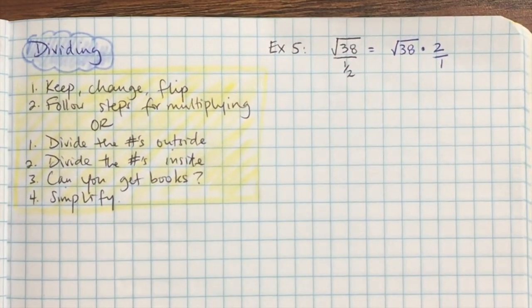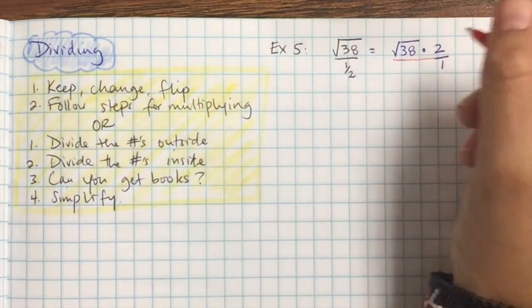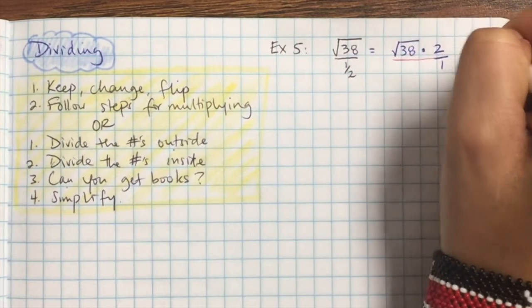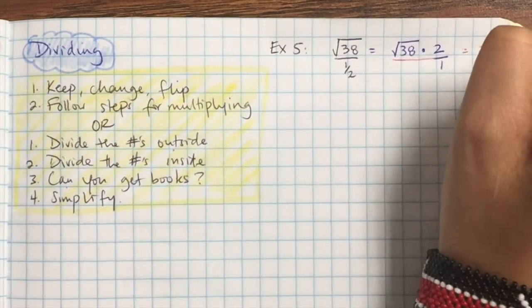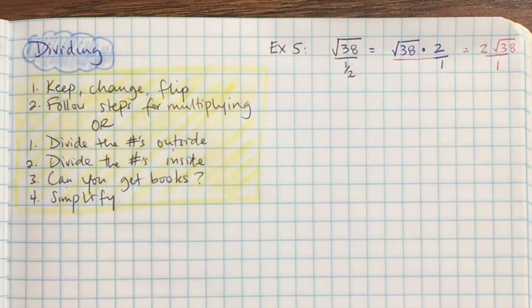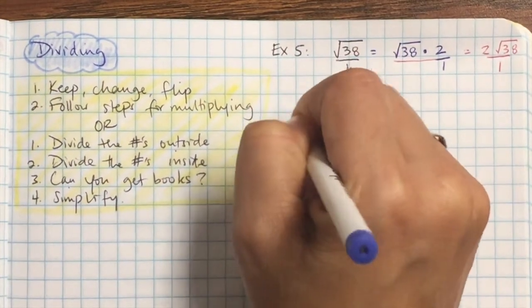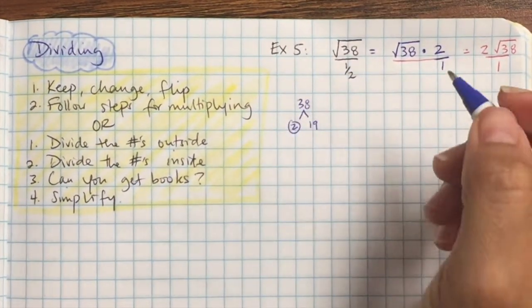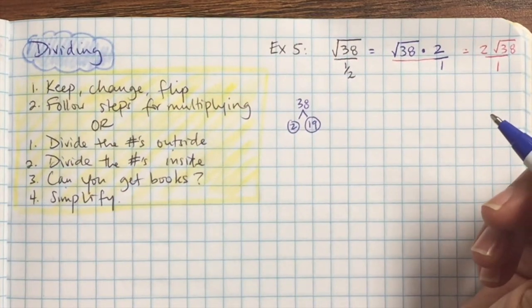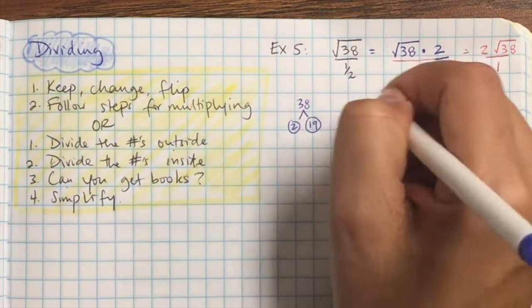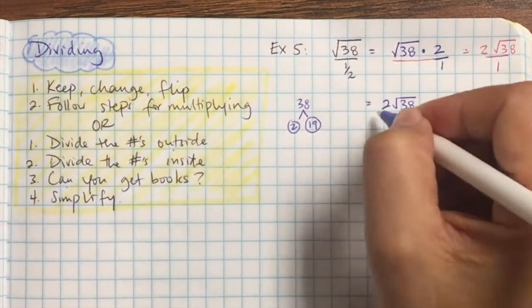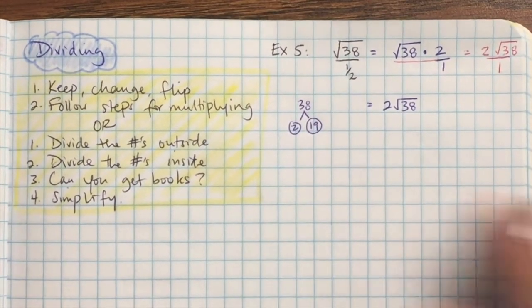Alright, then follow the steps for multiplying like we did before. So extend the fraction bar, multiply the outside with the outside, inside with the inside. So that's just going to be 2 radical 38 over 1, because there's nothing to multiply with. Alright, let's simplify. Can I break down 38? So I'm going to check, divide by 2, and I can't break down 19, so there are no books there. So I can only just simplify the outside. 2 divided by 1 is 2. And so that's my final answer.